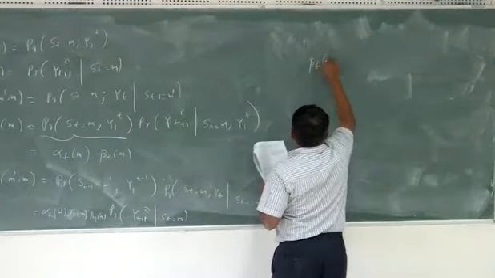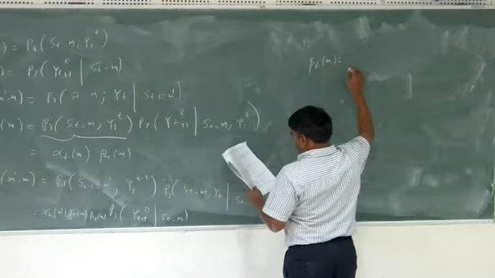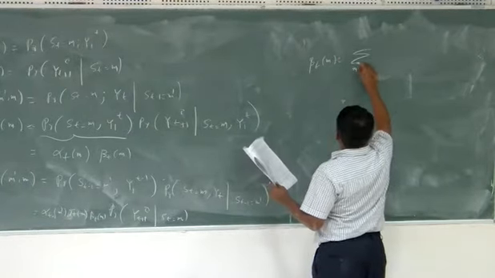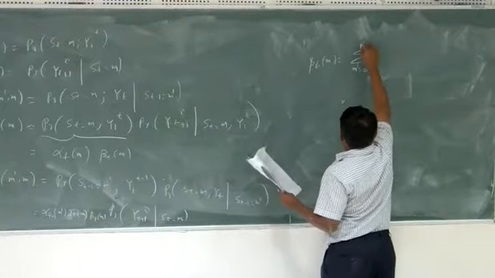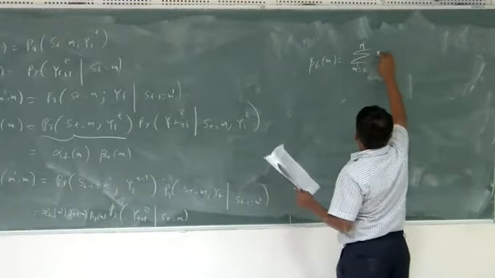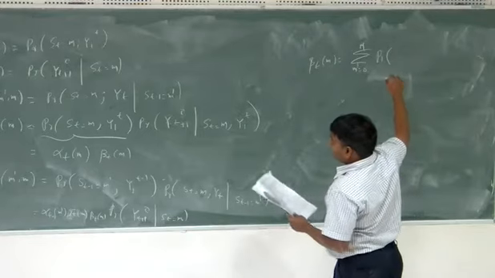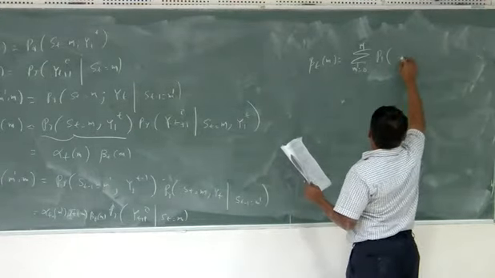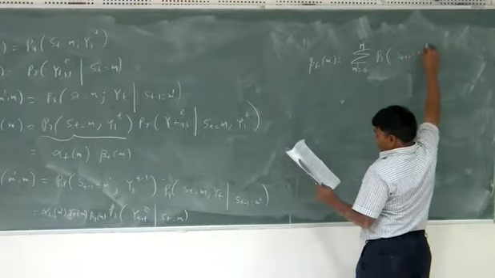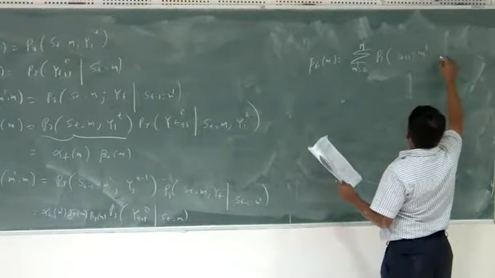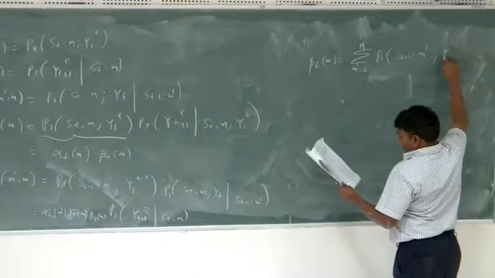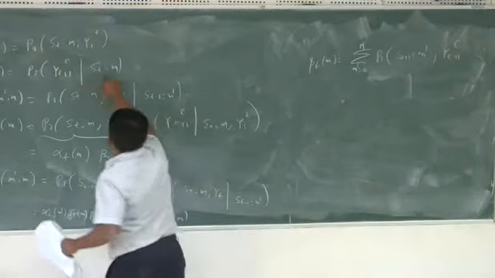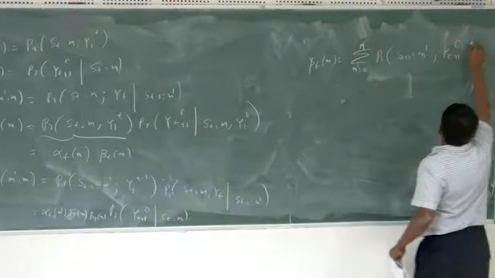Beta t of m is equal to, when you introduce another summation, m prime equal to 0 to m, probability of beta s t plus 1 equal to m prime and y t plus 1 to tau, we have y t plus 1 to tau given s t equal to m.